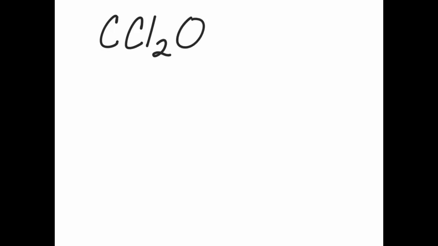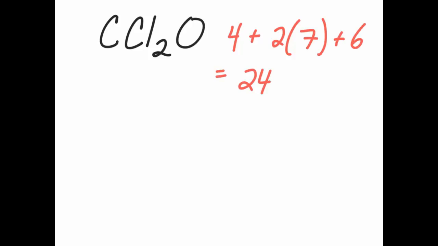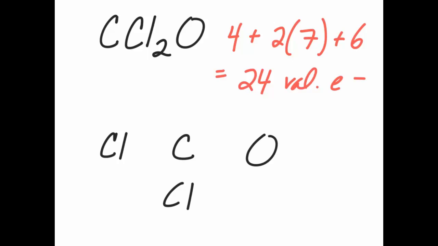CCl2O. So we've got 3 elements involved here. The carbon contributes 4 valence electrons. Each of those chlorines, 7, and then 6 from the oxygen gives us a total of 24 valence electrons to work with. The least electronegative element is carbon. Let's put him in the middle and distribute the rest of the atoms around it.